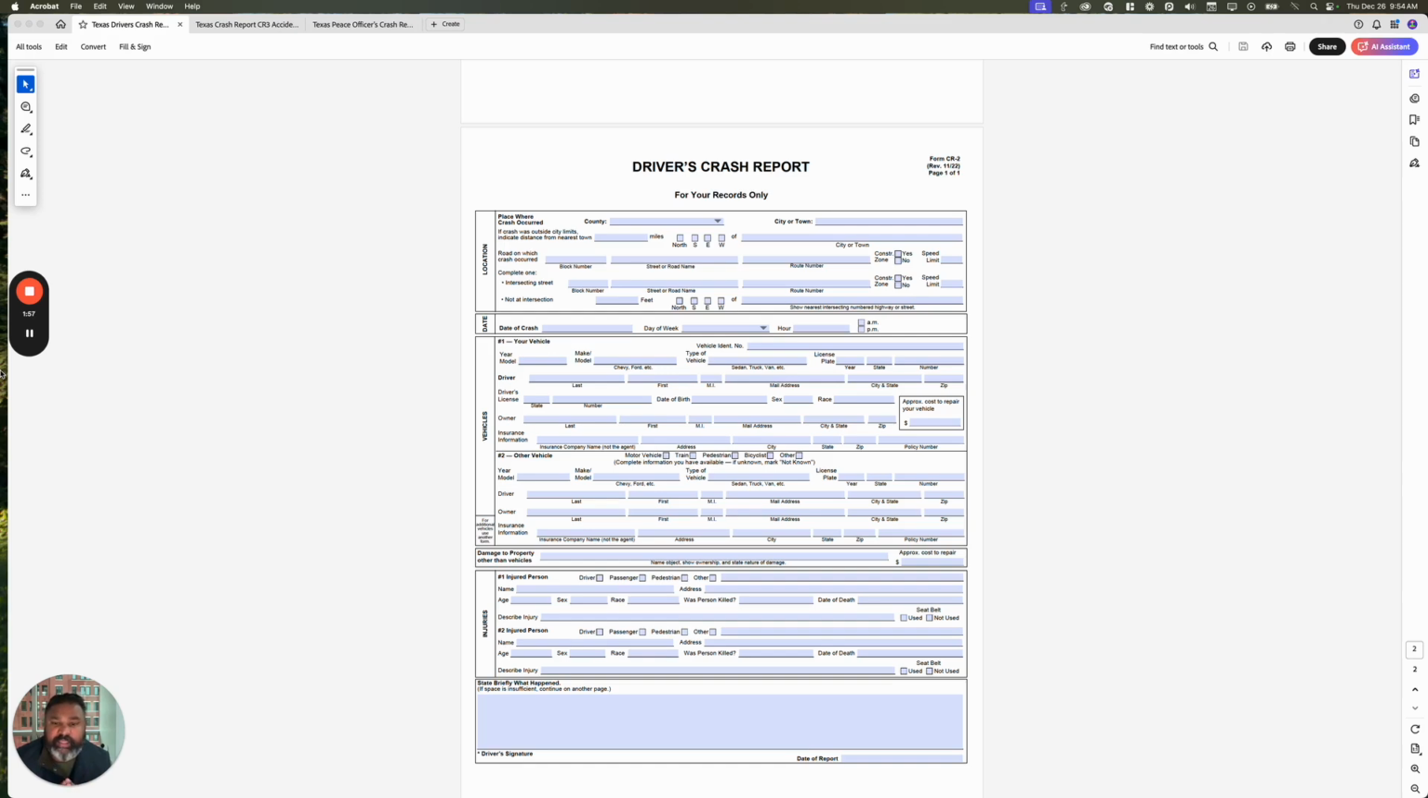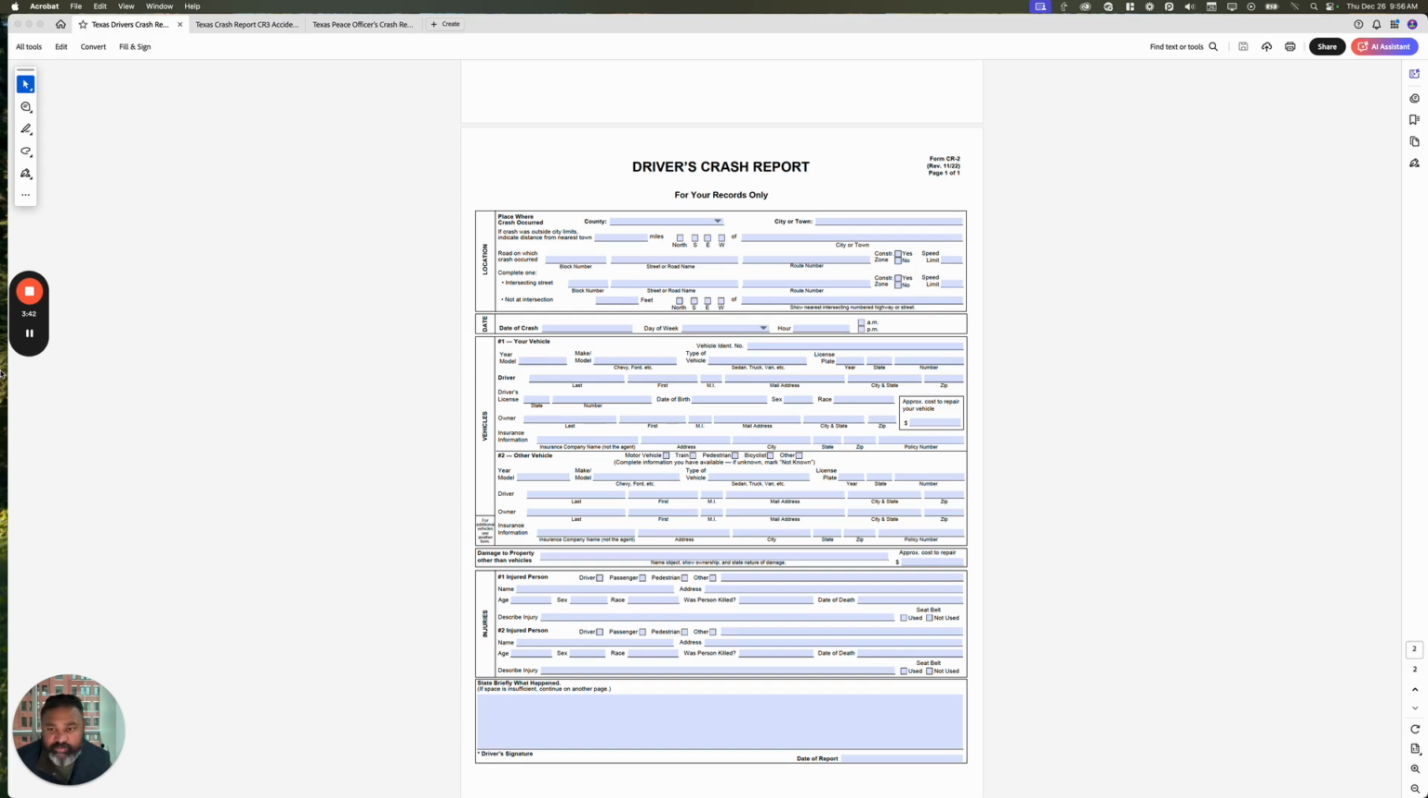The driver's crash report is just that. It's meant to be filled out by a driver, not by law enforcement, and you're going to put down as much information as you possibly can, but they understand you're not law enforcement. They're not asking you for things like cause of the accident. It's certainly not for you to use the codes that we're going to see in the report completed by officers.